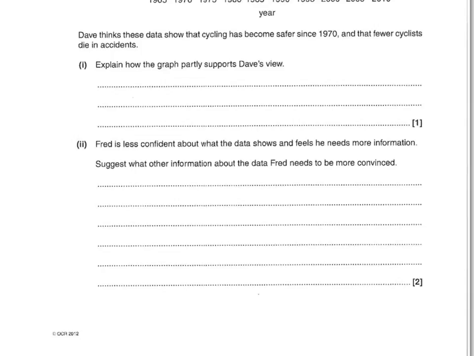It says total numbers of deaths for cars are not shown. So comparing it to cars is not there. You could get a mark for saying the total number of deaths for pedestrians is not shown, or a mark for saying total number of deaths for cyclists is not shown. So any two of those four things get you the marks.